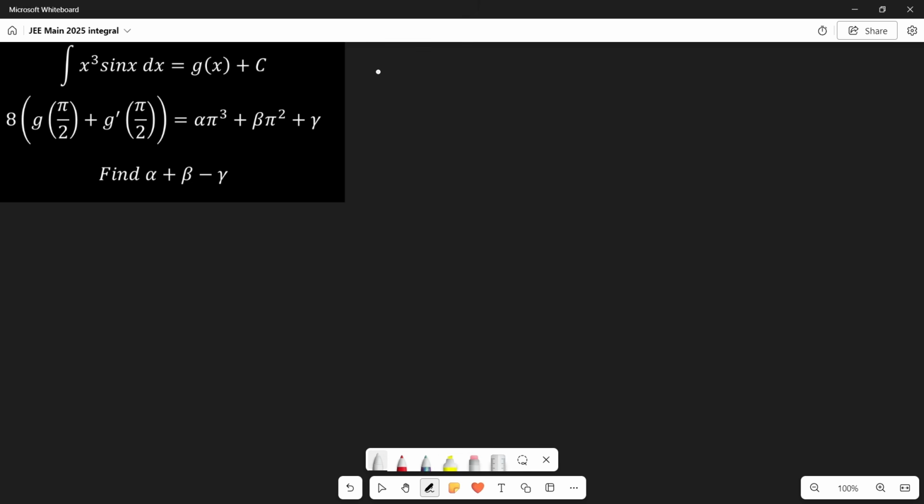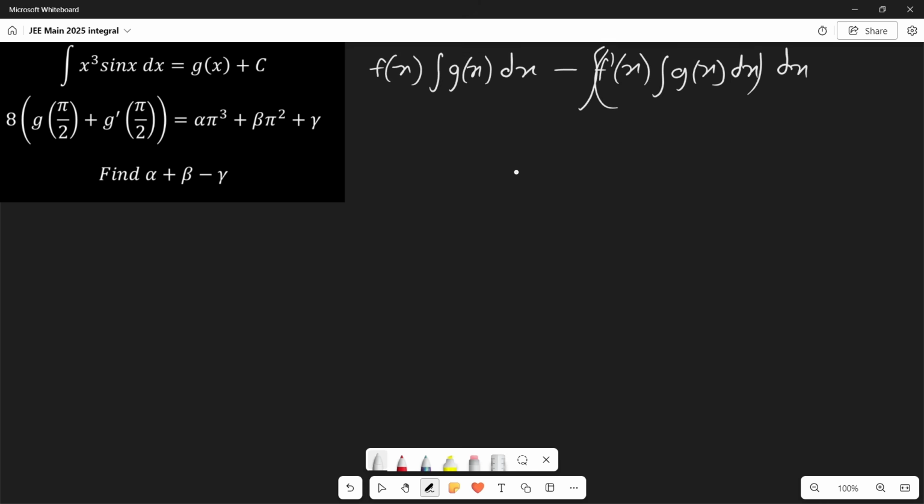The formula for integration by parts is the first function into integration of the second function, minus integration of the derivative of the first into integration of the second. So using this formula, let's integrate x cubed sin x dx.